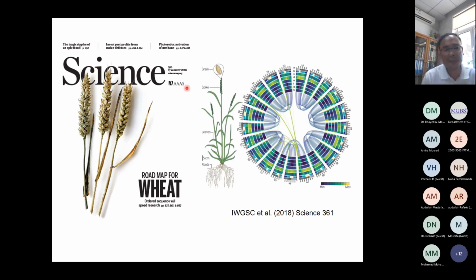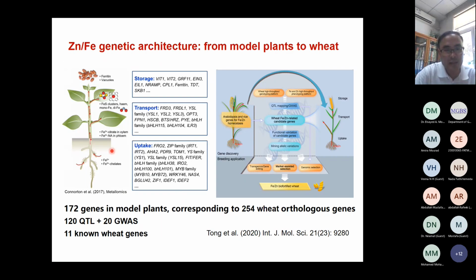We didn't have much information on the gene sequence. But in 2018, the Chinese Spring reference genome sequence was released. Then we could access many genes and annotations from the genome sequence. We know there are many genes in model plants, like rice and Arabidopsis, related to zinc and iron homeostasis. So we blasted these genes against the wheat genome sequence, found the orthologous genes, and identified about 254 genes with a potential role in zinc homeostasis in wheat.